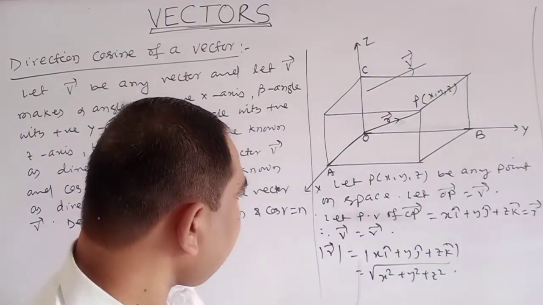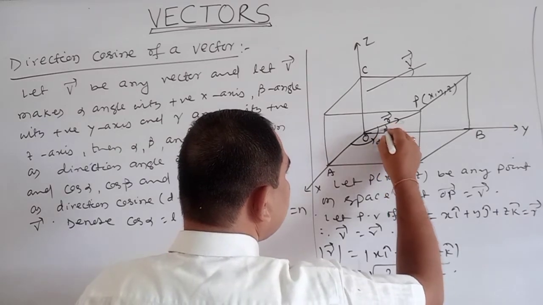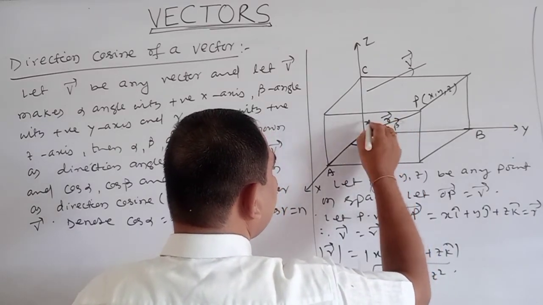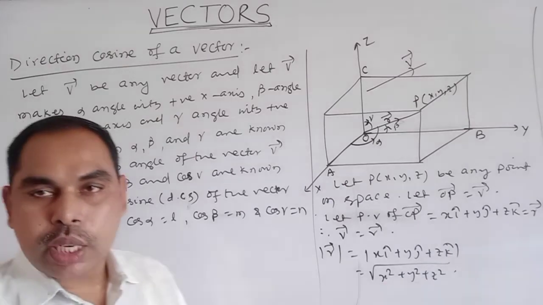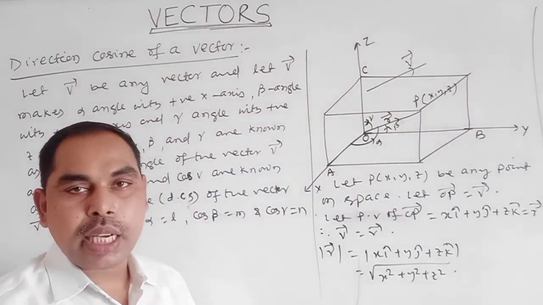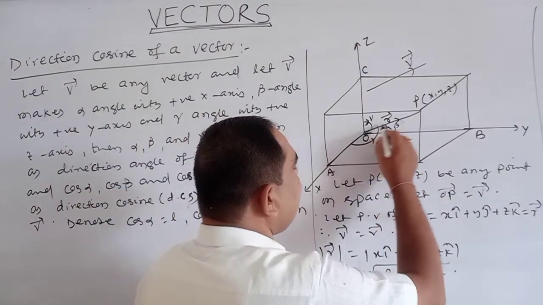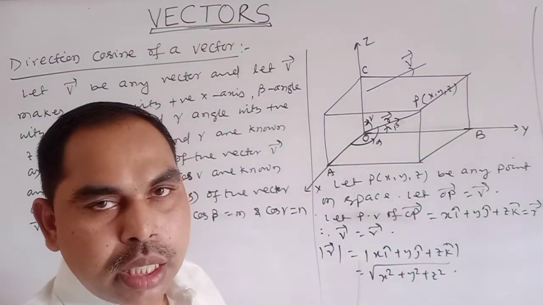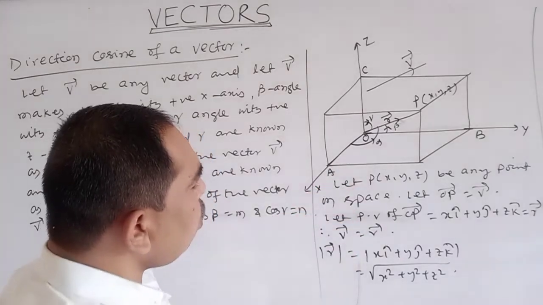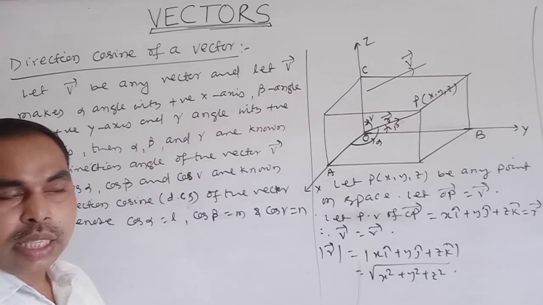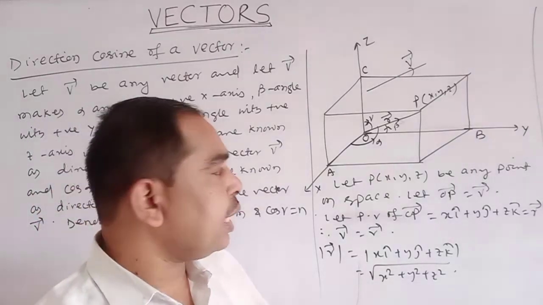Okay, so R vector makes this alpha angle, this beta angle and this one gamma angle. So alpha, beta, gamma are known as direction angles of the vector V or vector R, because R and V have the same direction and are equal. Okay, next, cos alpha, cos beta, cos gamma are known as direction cosines of the vector V.